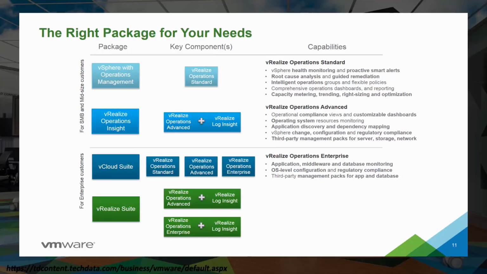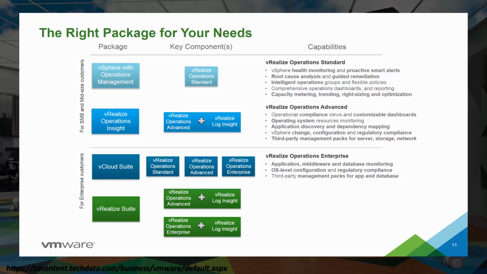So now let's take a look at the license model for vRealize Ops 6.1. It can be purchased as a standalone product or in a bundle with other VMware products, much like you'll see with many of our other products. The standalone product comes in 3 editions. You have Standard, which gives you the core health monitoring and proactive smart alerts, root cause analysis, and guided remediations. Advanced licensing adds customized dashboards, OS monitoring, application discovery and dependency mapping, as well as third-party management packs for deeper insight into your network, storage, and servers.